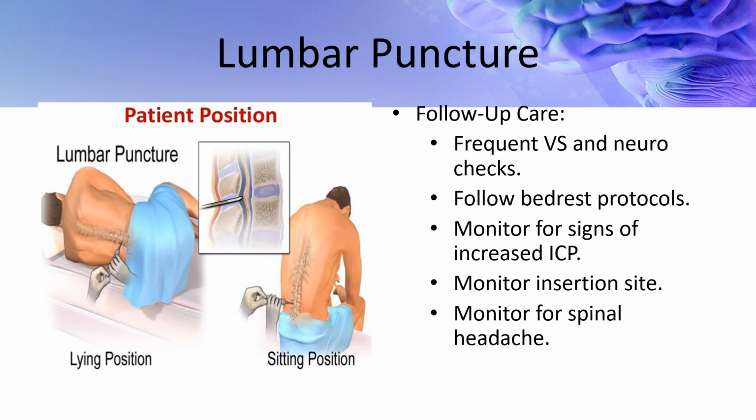A lumbar puncture is a test where they can get a sample of spinal fluid and test that for different things. It is contraindicated in patients that have increased ICP or in patients that have a skin infection near the insertion site, because we don't want to introduce that bacteria into the spinal column. The patient will need to lie still in a position that bends the back as much as possible to ensure ease of insertion. The most common position they usually use is this side lying, as you see here, with the knees tucked up to the chest and the back bent as much as possible.